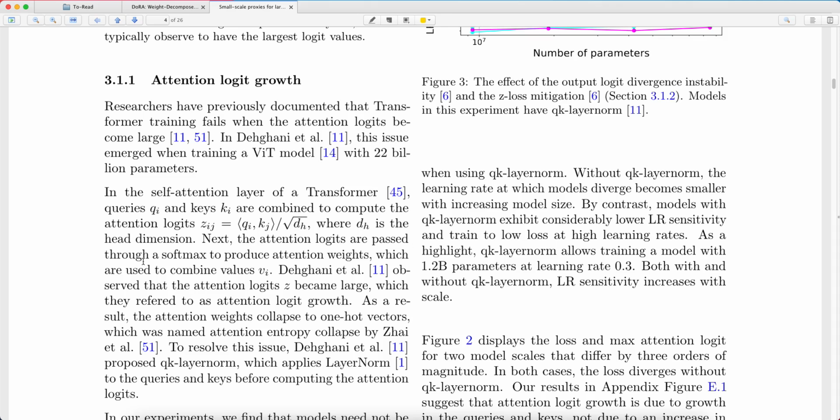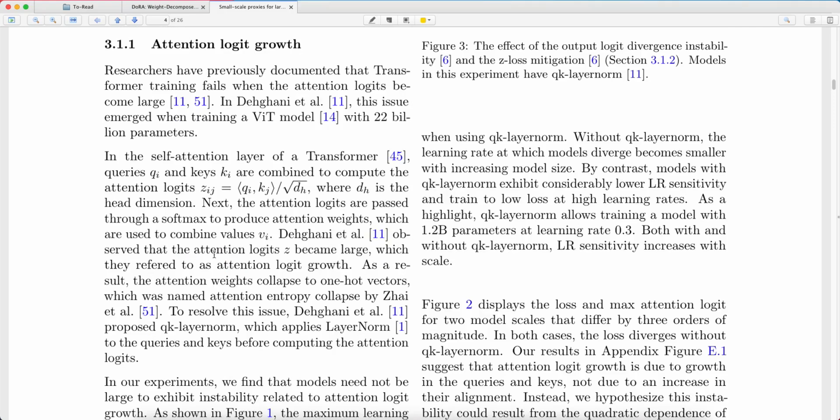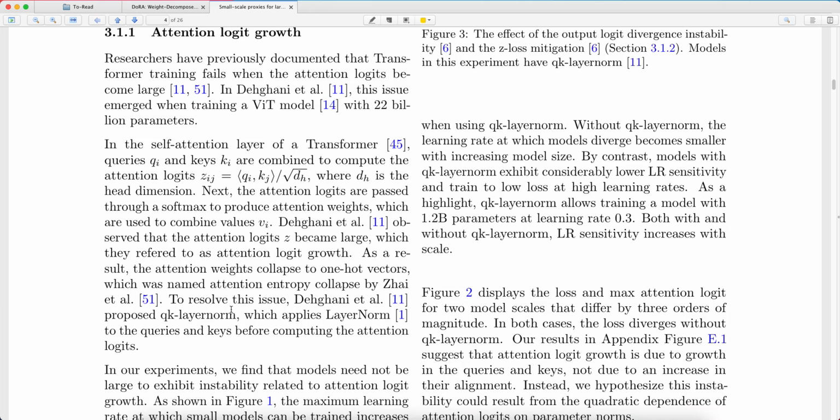Okay, the attention logits are passed through a softmax to produce attention weights, which are used to combine values V. Dehghani observed that the attention logits Z become large, which they referred to as attention logit growth. As a result, the attention weights collapse to one-hot vectors, which was named attention entropy collapse. So I think when you take a softmax of a large value, it collapses to 1, right? And very small values go to 0. To resolve this issue, they propose qk-layernorm, which applies layer norm to the queries and keys before computing the attention logits.